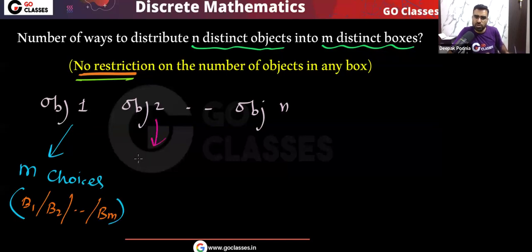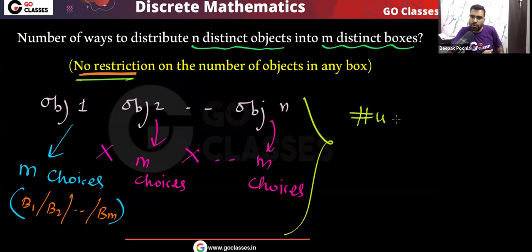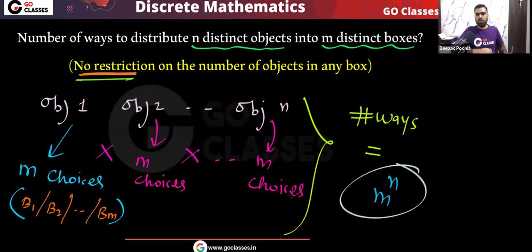For this object 2 also there are m choices. And for this object also there are m choices. Every object has m choices. I can put any object in any box. There is no restriction on the number of objects in any box. So here remember we want to distribute all the objects: object 1, object 2, object 3, object n. So what will be the number of ways? If you apply the product rule, for every object we have m choices. So the answer will be m into m into m into m, n times. So that will be m power n. This is going to be the answer.